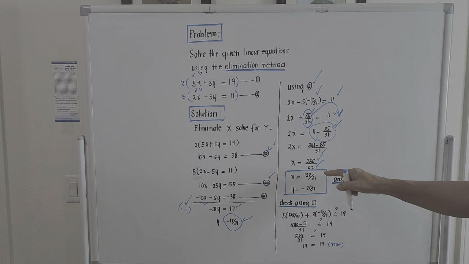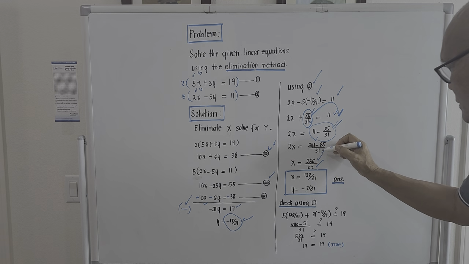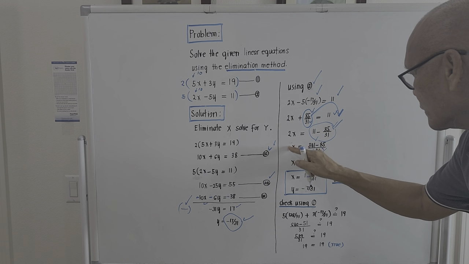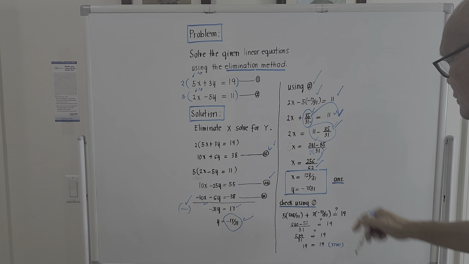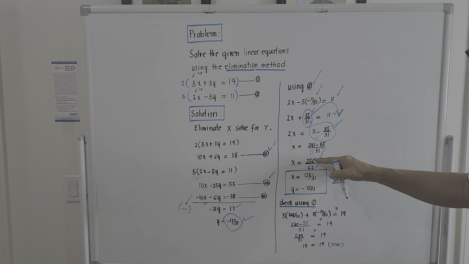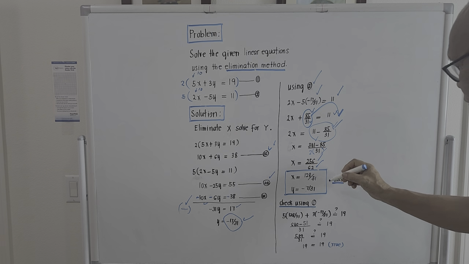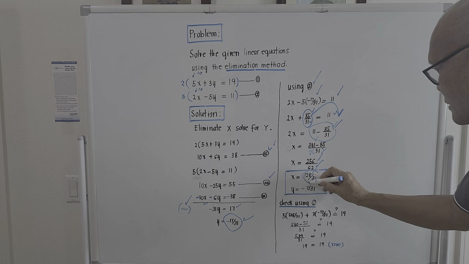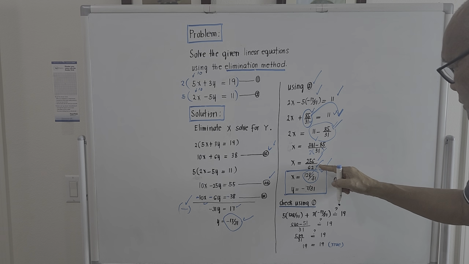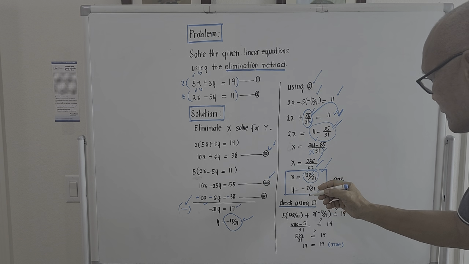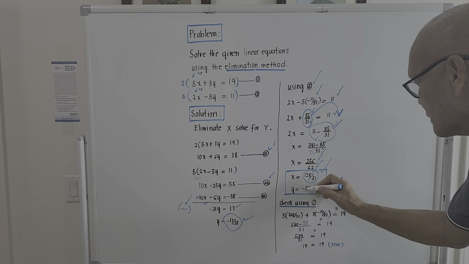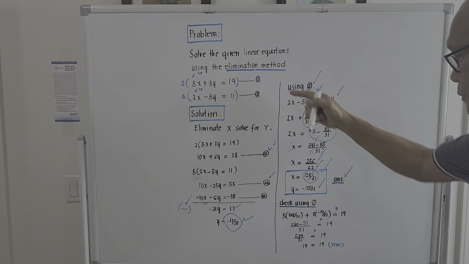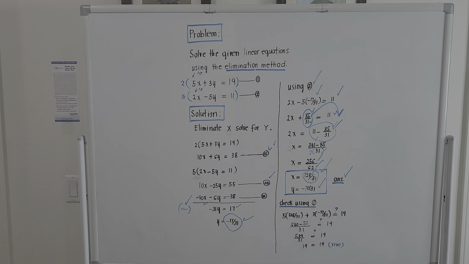Then x is 256 over 62. I think 62 is 31 times 2, right? So we place 2 here. So no more 2 here. So that will be 62. But 256 is divisible by 2, so it will become 128, okay, over 31. So the value of x will be 128 over 31, and y is actually negative 17 over 31. So this will be the solution of the two given linear equations.